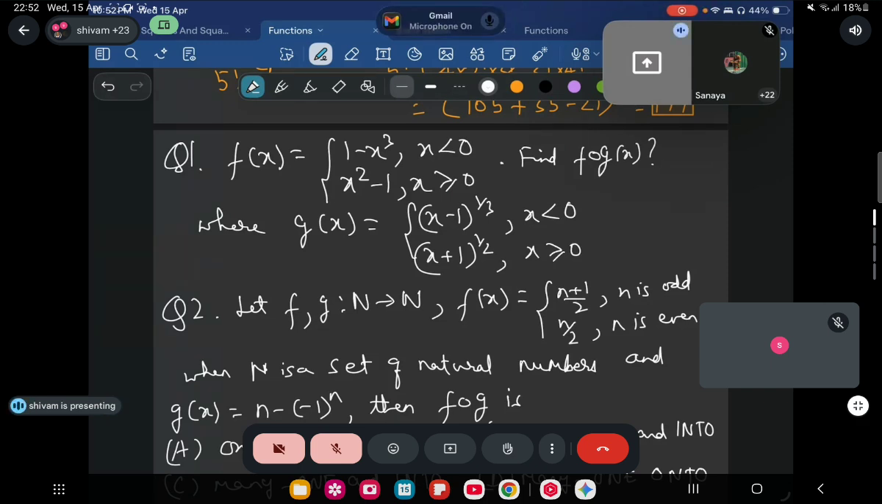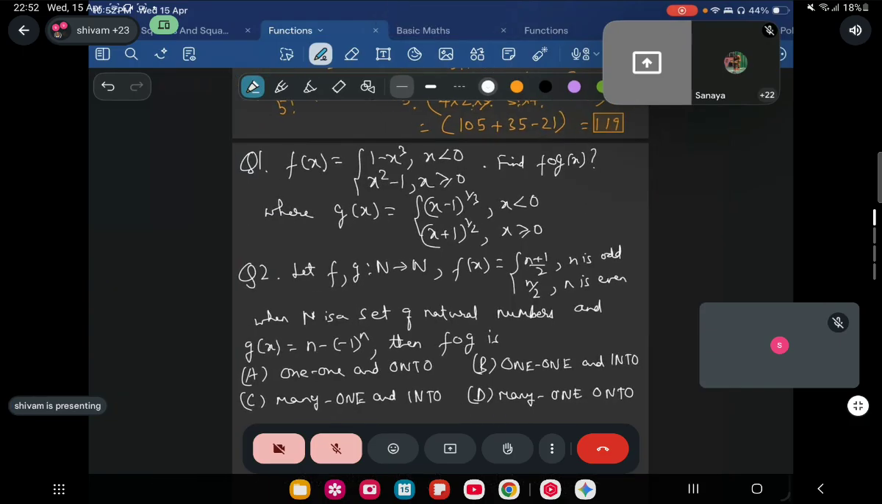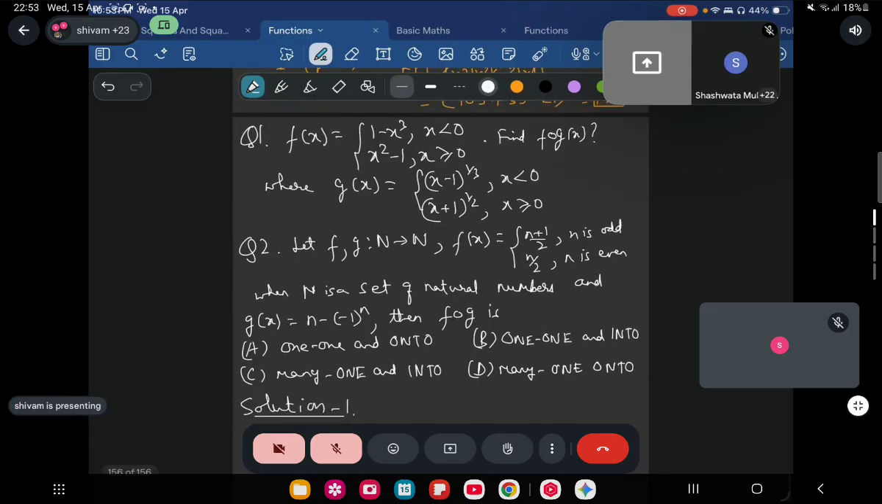Okay, everyone, I'm going to solve number 1. Pay attention. Okay, can you show the answer again? Number 1. Okay, let us start. Yes, sir. Okay, let's draw the graph also.